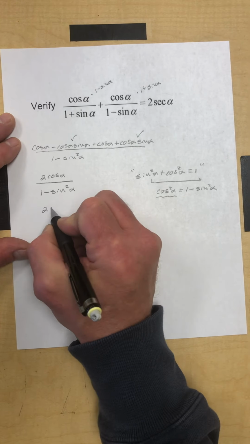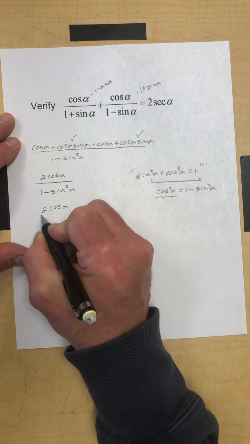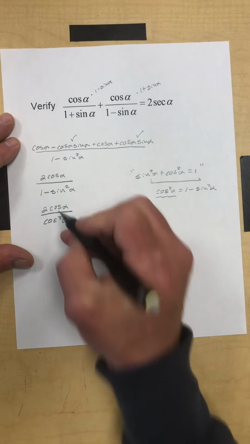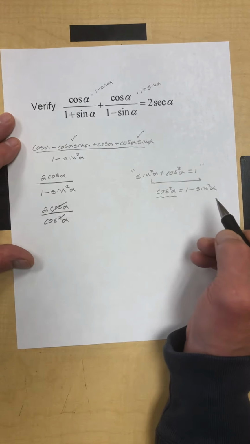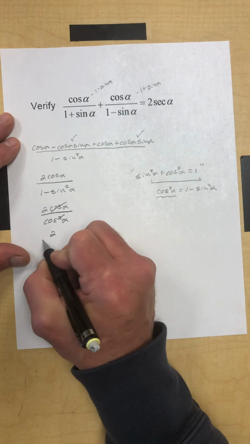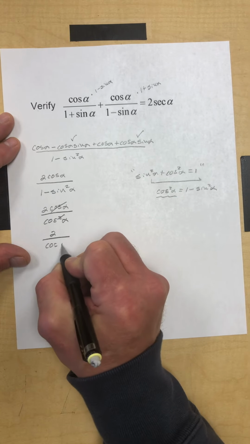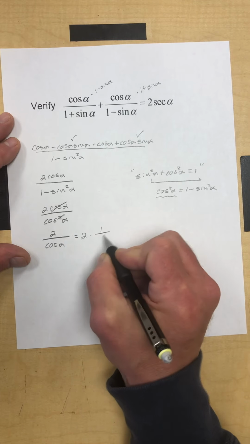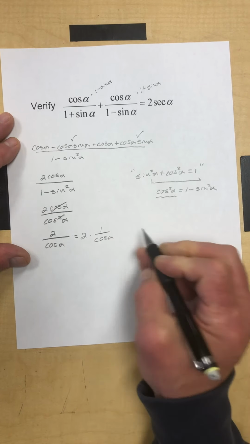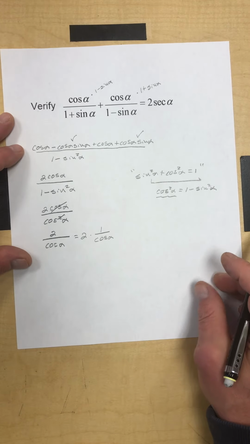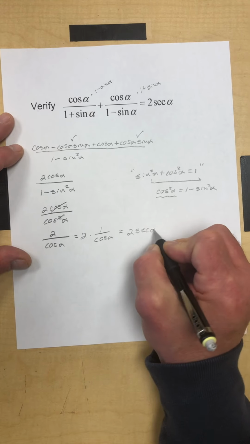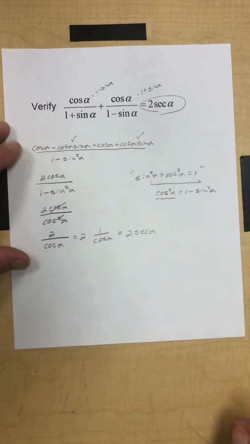Okay, so let's see, we get 2 cosine alpha all over cosine squared of alpha. And of course, this guy will cancel off with one of those. Okay, so I end up with 2 over cosine of alpha. And let's see, that would be like 2 times 1 over cosine of alpha. So 1 over cosine of alpha is the reciprocal of cosine, which is secant. So I get 2 secant of alpha. And that's exactly what I'm trying to show. So we're good. Okay, that guy's down.